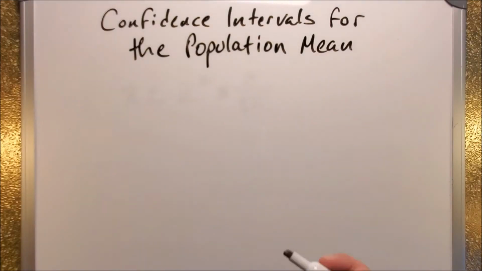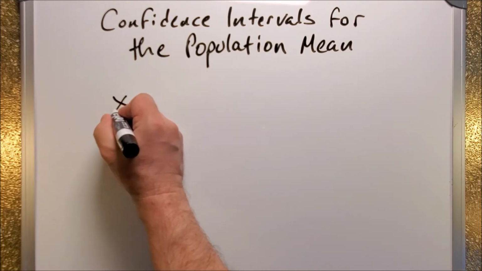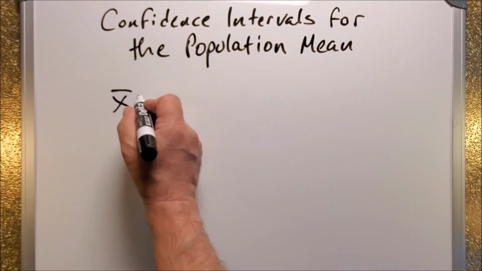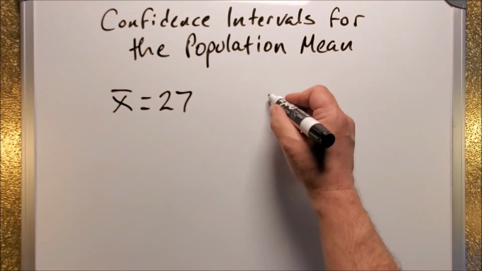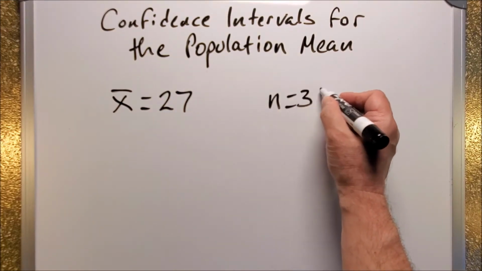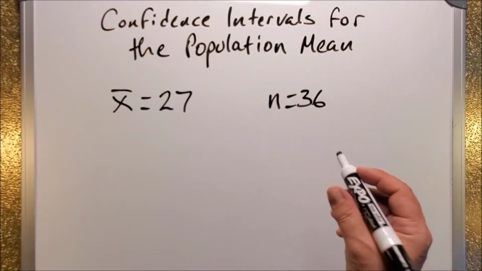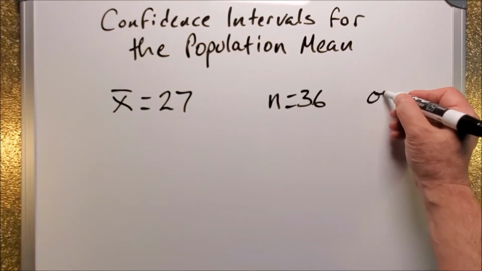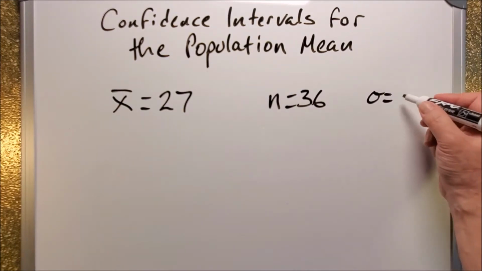Here's a more specific example. Let's say that we have a sample that we've taken, a sample with a mean of 27, and our sample size was 36. That makes it easy. You can probably see why. And we're doing this within a population whose standard deviation, that sigma, is 6.